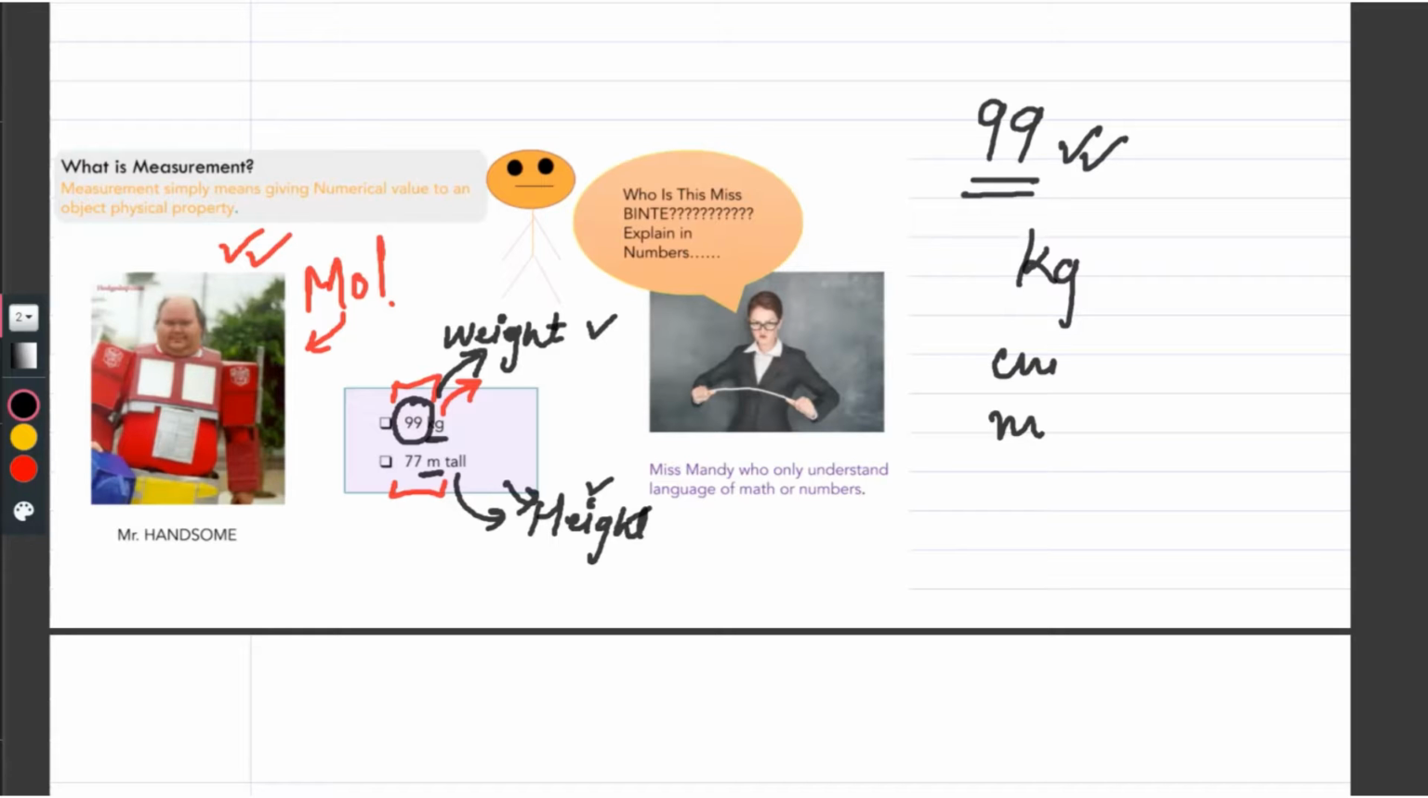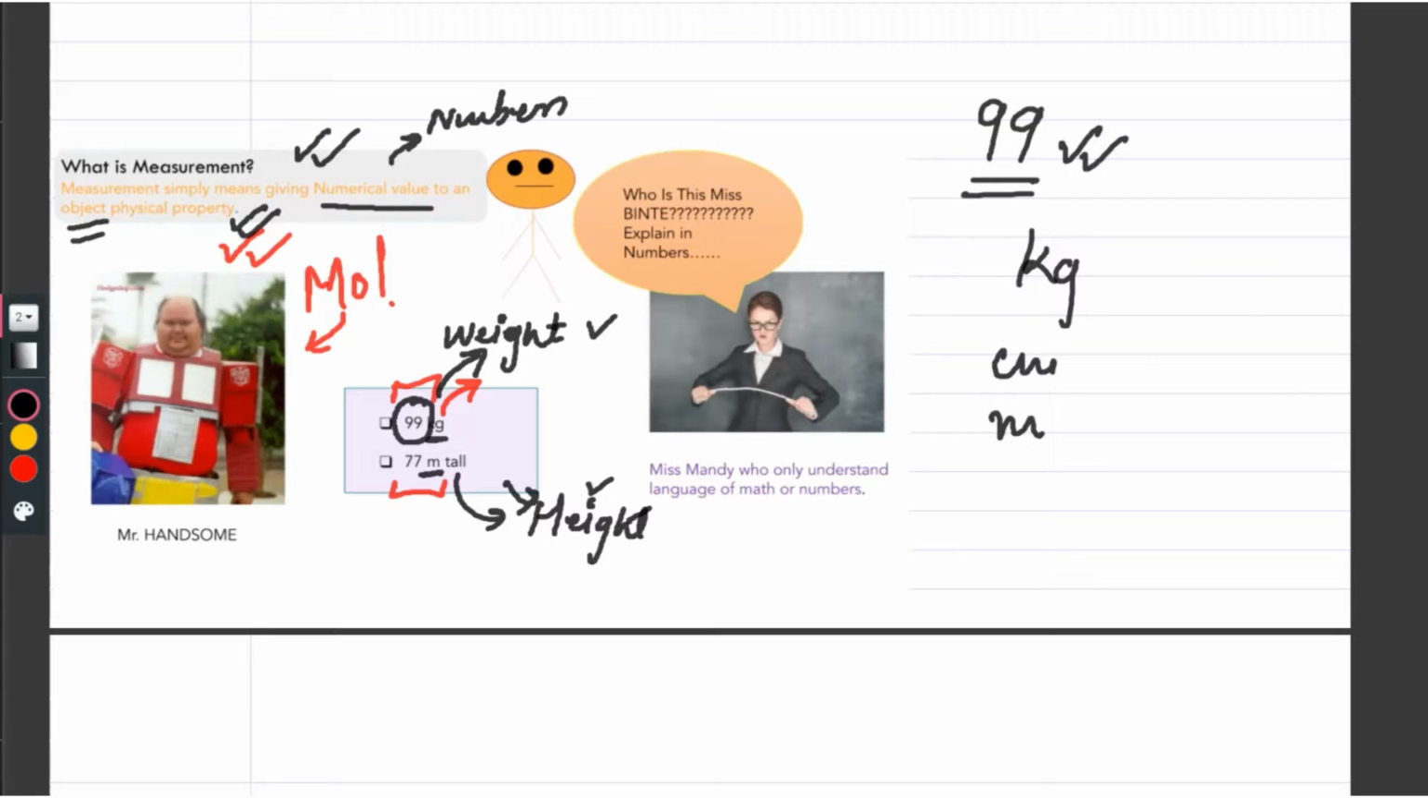Numerical value means, okay, so here's a fancy definition of it. Measurement simply means giving numerical value, which means giving numbers. To whom do we have to give numbers? We have to give numbers to a physical property of an object. Okay, now it makes sense?